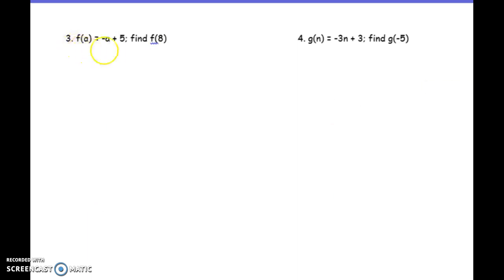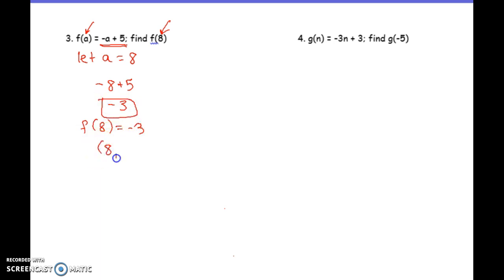All right, f of a. In this case, we're going to let a be equal to 8, because here we have f of a and we are looking for f of 8. So in this example, negative a would be negative 8, plus 5, which would be negative 3. So f of 8 is equal to negative 3. Input of 8, output of negative 3.